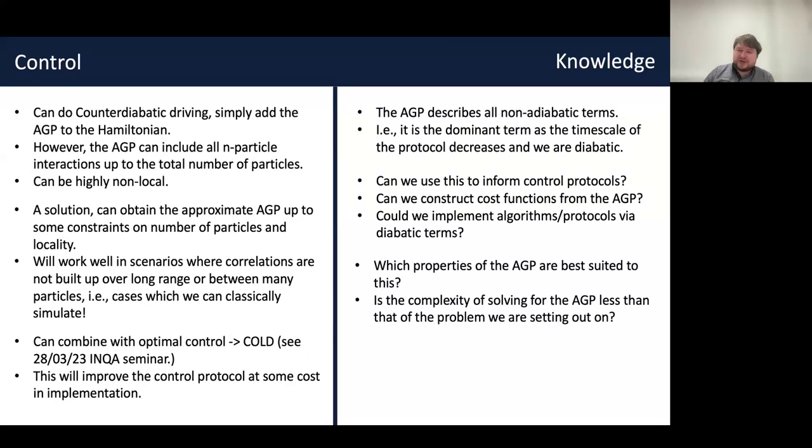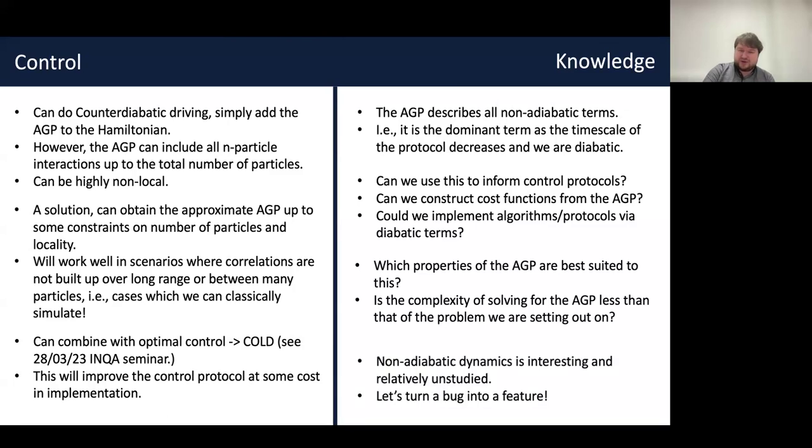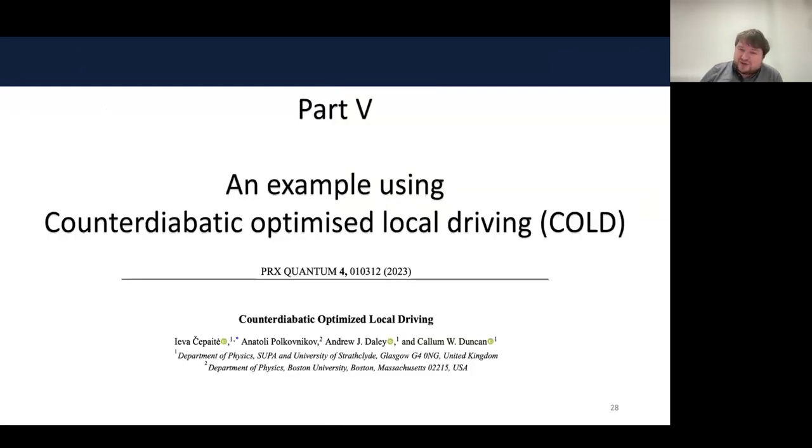And also there are big questions: which properties of the adiabatic gauge potential are best suited for this? It's not immediately clear. And is the complexity of solving for the adiabatic gauge potential less than that of solving any of the problems that we would set out on anyway? That's always a big question in the mind. But regardless of all this, if I put just my pure physics hat on, non-adiabatic dynamics is very interesting and relatively unstudied, and this unlocks it. Let's turn a bug into a feature, as Andrew, my mentor, often says.